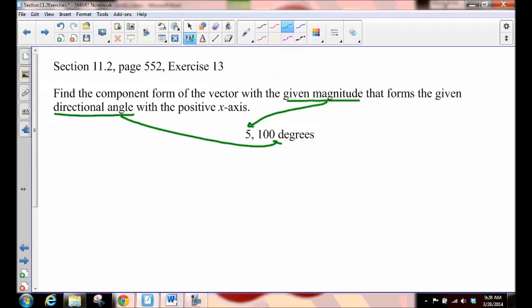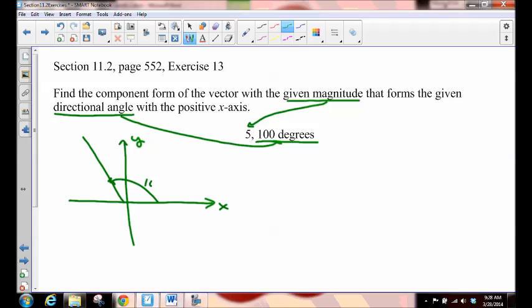So I always think it's important to start by graphing. So I'm going to have my x-axis and my y-axis. This angle of 100 degrees is going to put our vector into the second quadrant. So I'm going to draw it here. And this whole angle here is going to be 100 degrees. But this angle here is only going to be 10 degrees. And the length of my vector here is going to be 5.